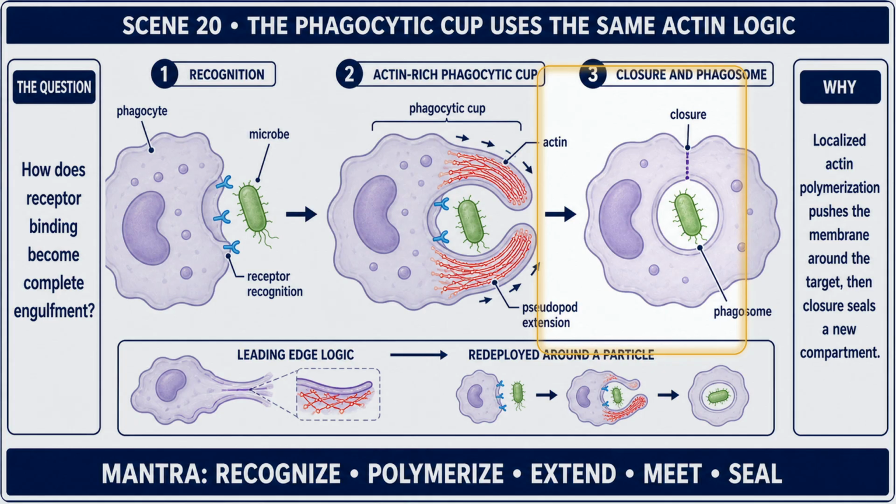Membrane fusion then closes the opening and seals the microbe inside a new intracellular compartment, the phagosome. The phagosome membrane is derived from the plasma membrane, while the dense actin used to build the cup is largely dismantled after closure. Recognize, polymerize, extend, meet, and seal. It is the logic of an actin-driven leading edge, redirected around a particle.